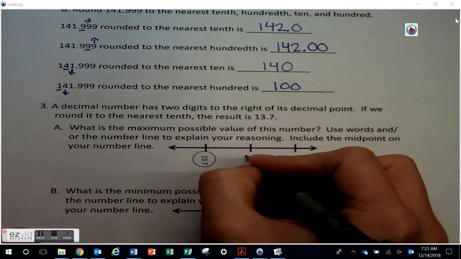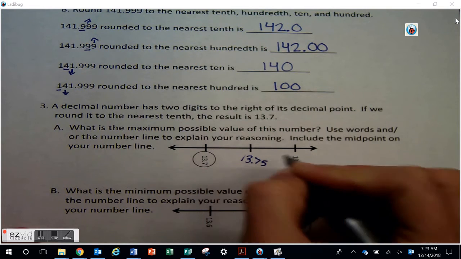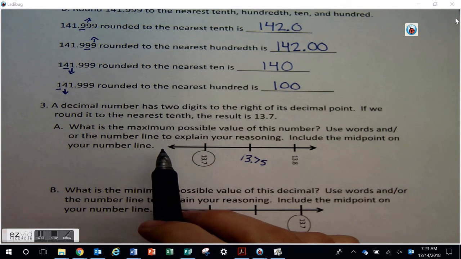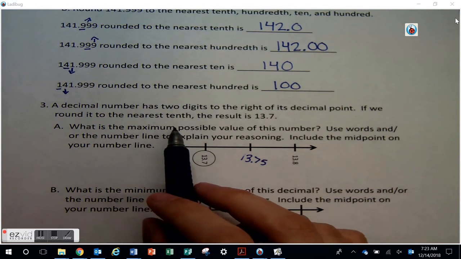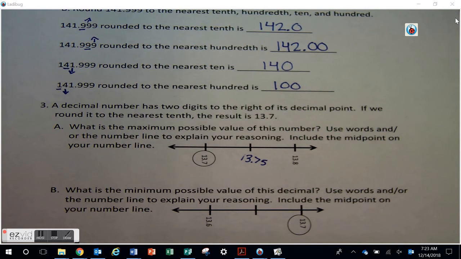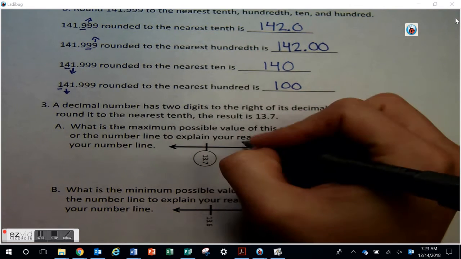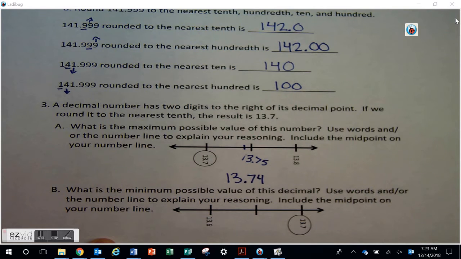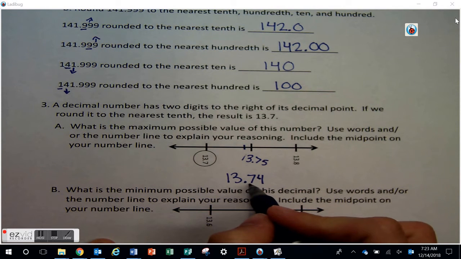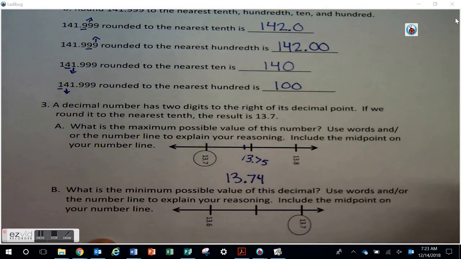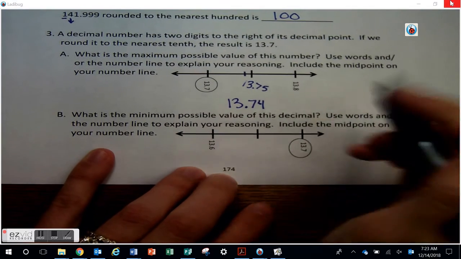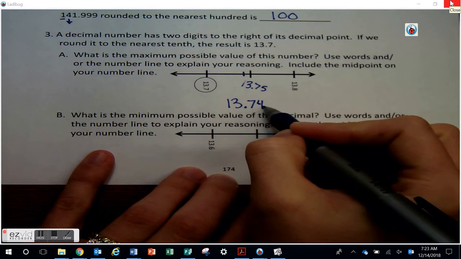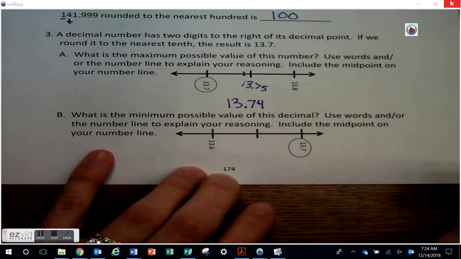Okay, so the midpoint here would be 13 and 75 hundredths. And we need the maximum number that would round to the nearest tenth to make 13 and 7 tenths. Well, there are 2 digits to the right, so that means I could do 13 and 74 hundredths, because that 4 would round down to make that 7 stay the same. If it was a 5, it would have rounded up, and we can't do that. They only said 2 digits behind the decimal point, so this is the right answer.